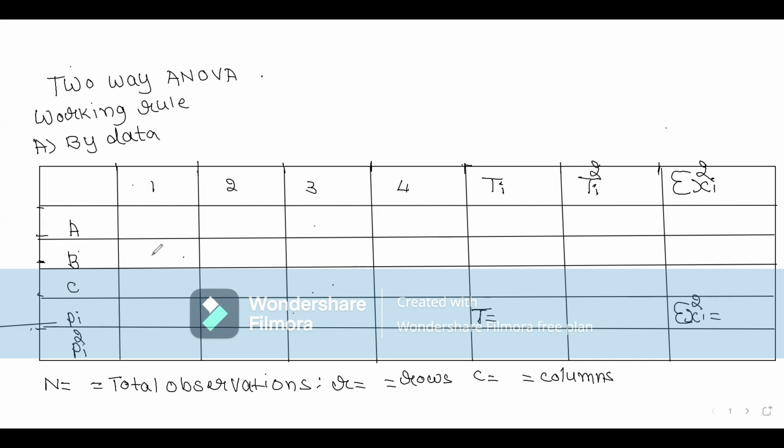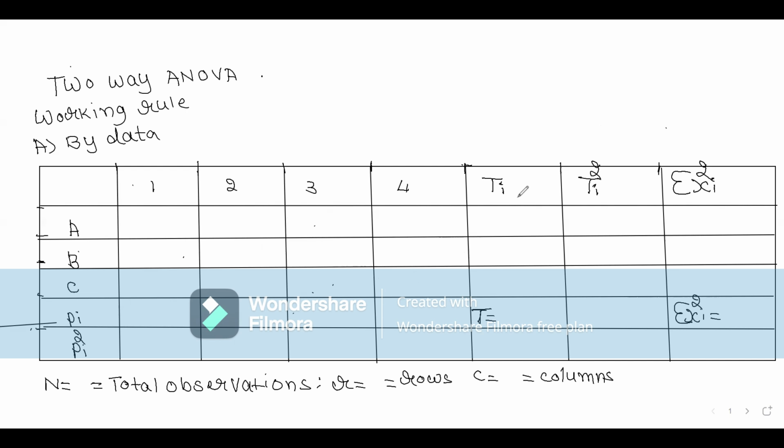For B, the first observation, second observation, third observation, fourth observation, you can enter here. And similarly, the observations of the C group: first observation, second observation, third observation, fourth observation, you can enter here. Then, now look here, my dear students.